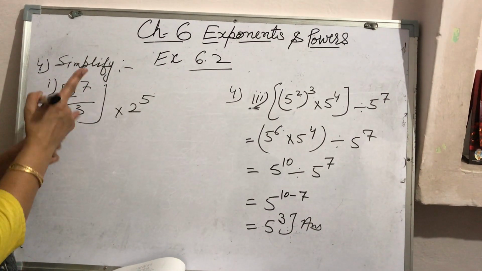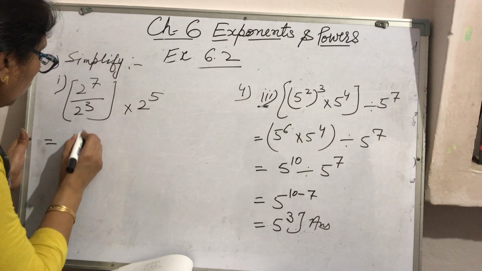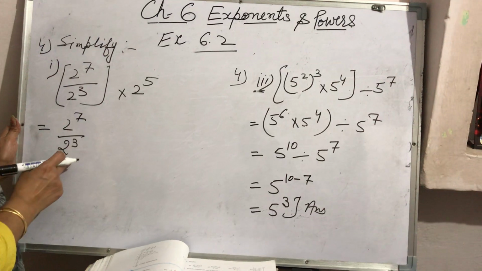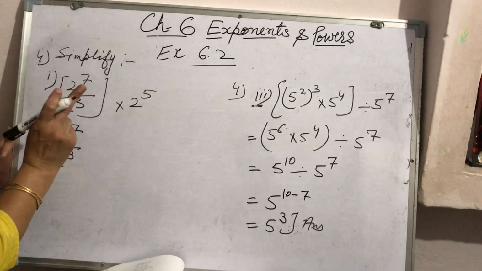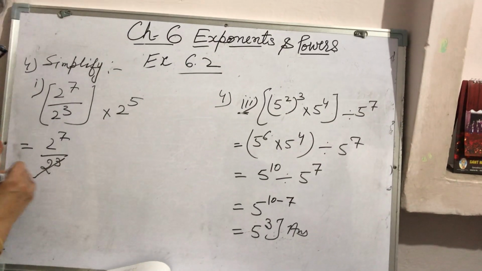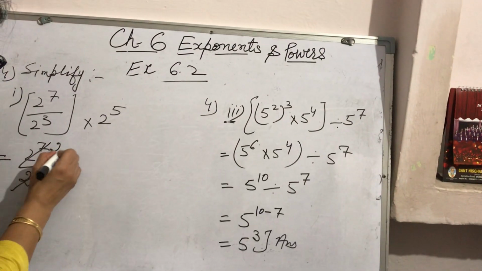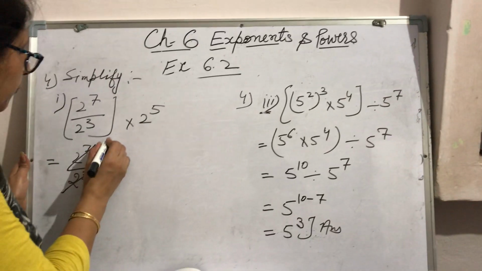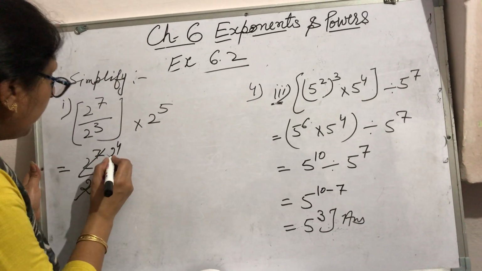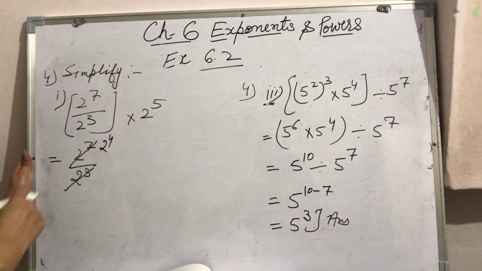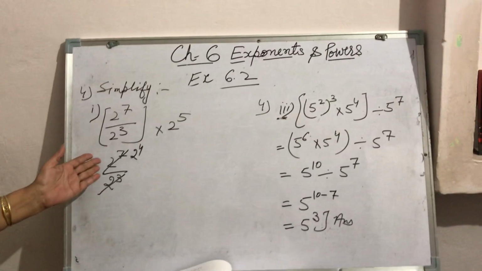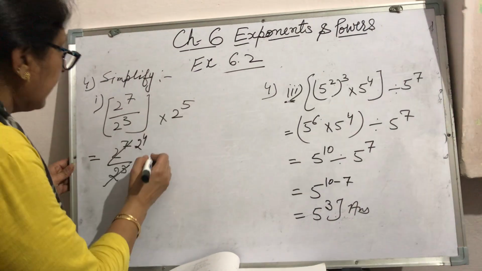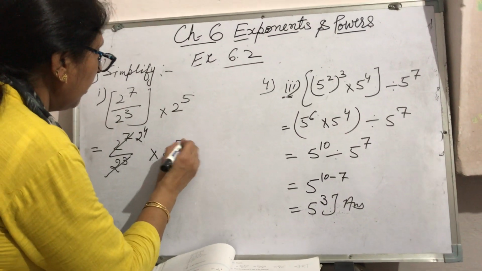Either we can subtract or we can reduce them. So 2 raised to power 7 upon 2 raised to power 3. If we want to reduce it, power will be subtracted. In this way we can reduce 2 raised to power 3, 2 raised to power 7. So 7 minus 3, it will be 4. So by 2 raised to power 4, it can be reduced. Or you can write in this way, 2 raised to power 7 minus 3, again it will be 2 raised to power 4, and this is multiplication 2 raised to power 5.